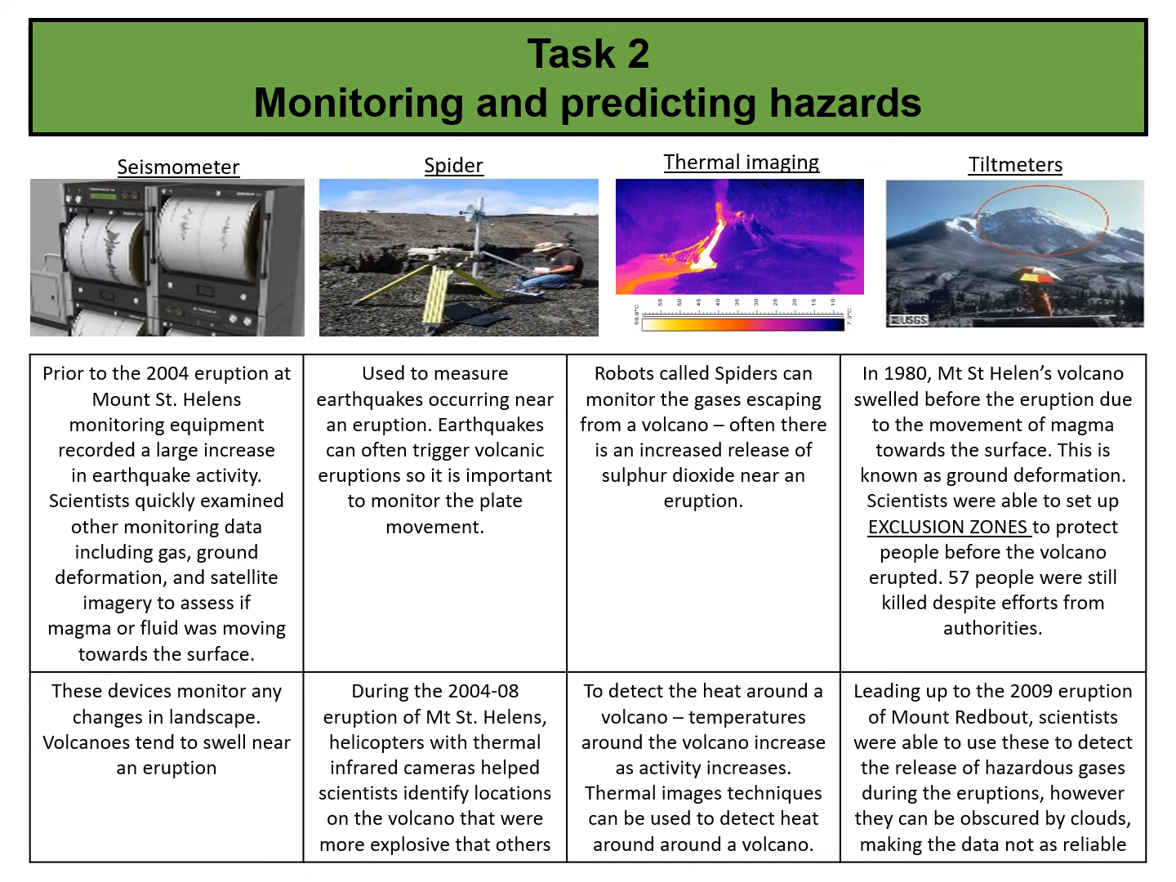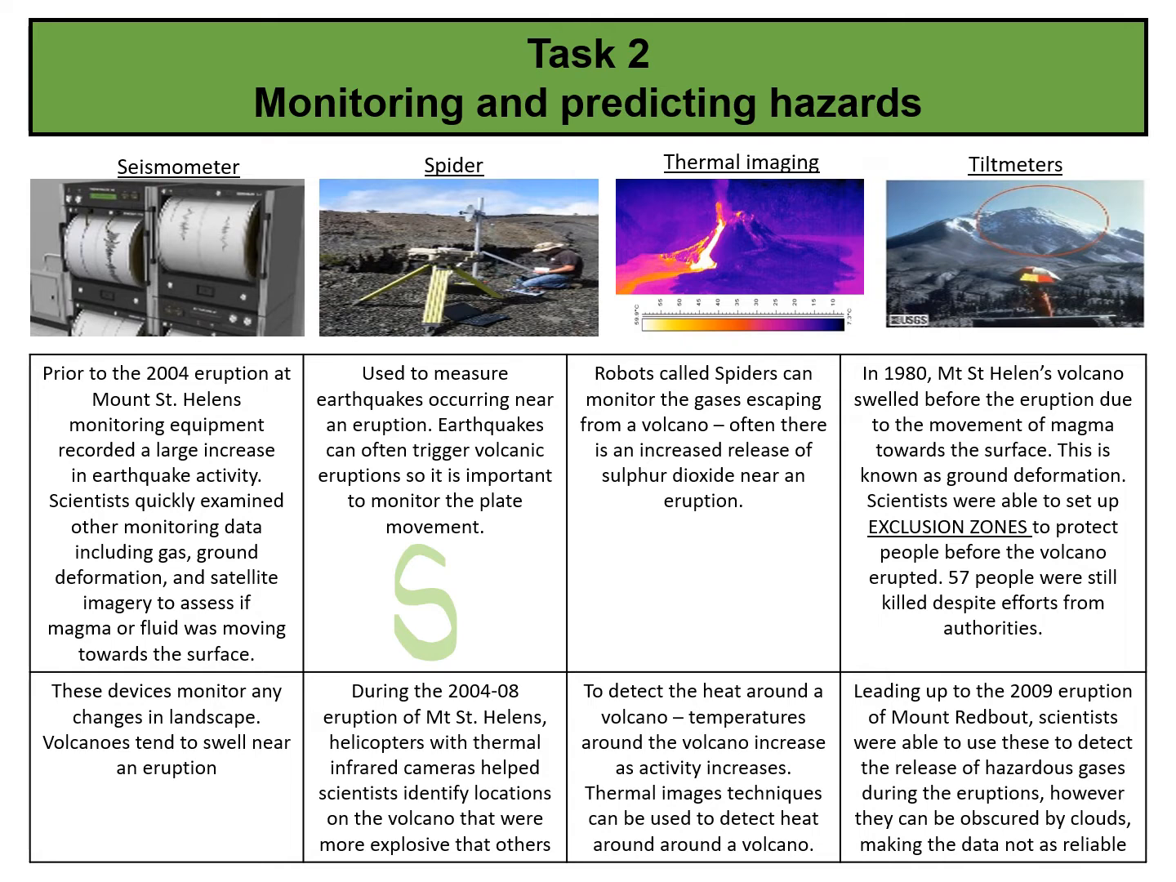So what are these things? We've got 8 statements here. 4 of the statements are giving a description of what these monitoring and prediction strategies are, and then 4 other statements are giving us examples. Okay then, so what is a seismometer? A seismometer is used to measure earthquakes occurring near an eruption. So this is our statement here.